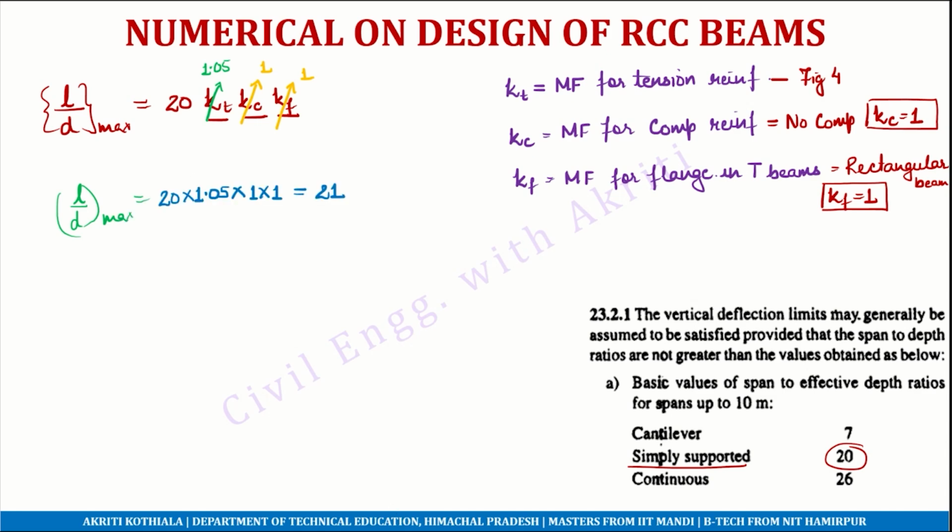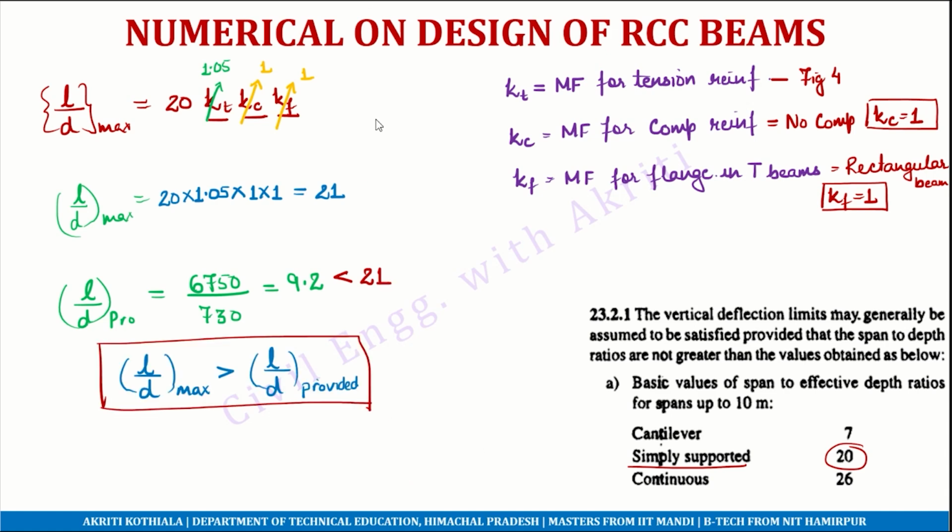is 21. Now what is the actual or the provided L by D? L by D provided can be calculated simply. L is equal to 6750, the L effective value, D is 730 mm. So the ratio calculates to be equal to 9.2. Now this value of 9.2 is less than the maximum permissible value of 21. So I can write L upon D max is greater than L upon D provided, hence this is okay. So the check for deflection turns out to be safe.